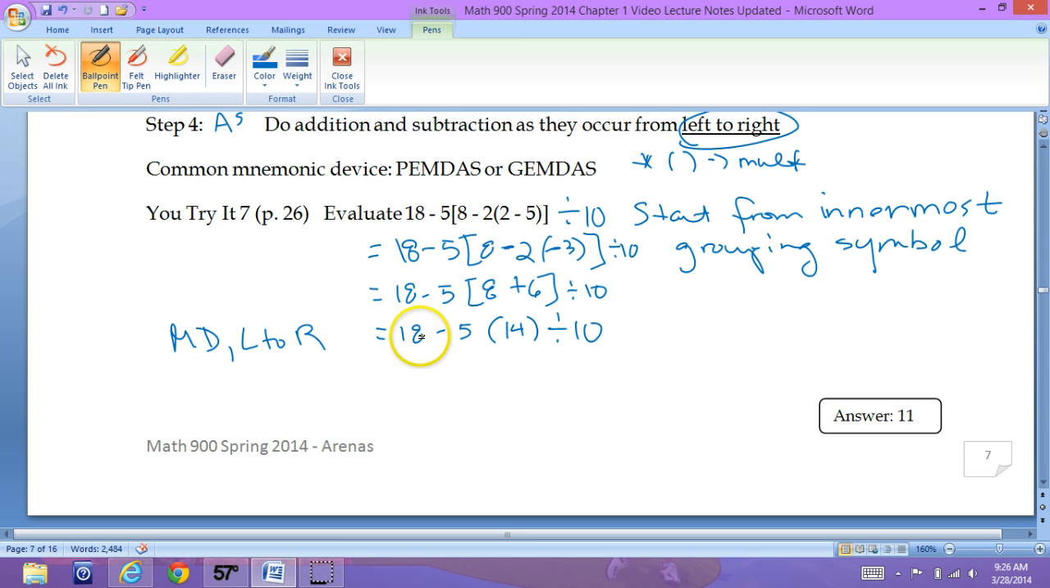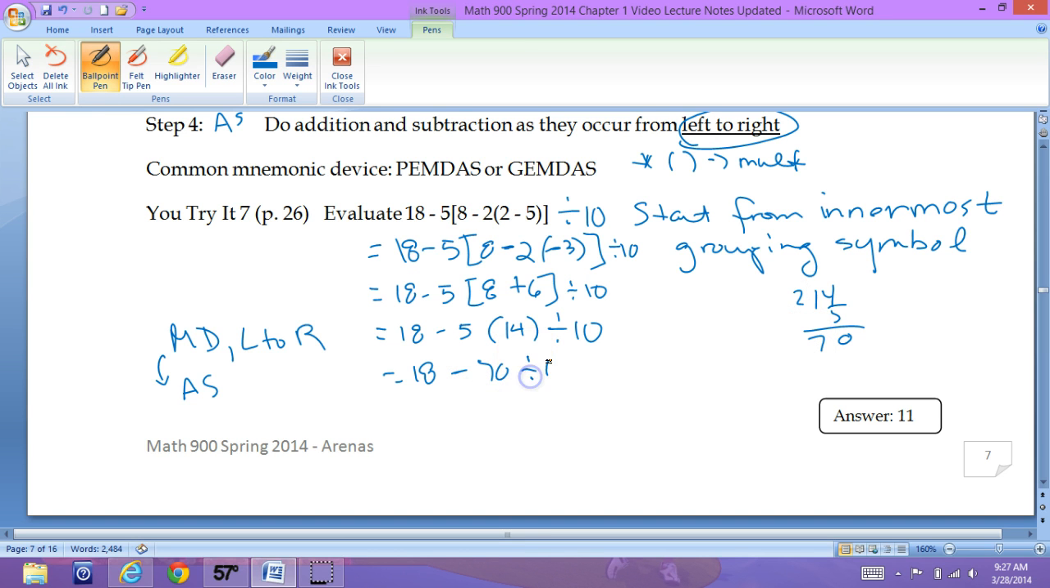Some students are going to immediately say, oh, 18 minus 5 is 13, and then 13 times 14 is something, and then all that divided by 10. But remember that addition and subtraction comes after multiplication and division. So we can't quite combine these yet. But we can say that negative 5 times 14 is a negative, and then we have to work on it over to the side.